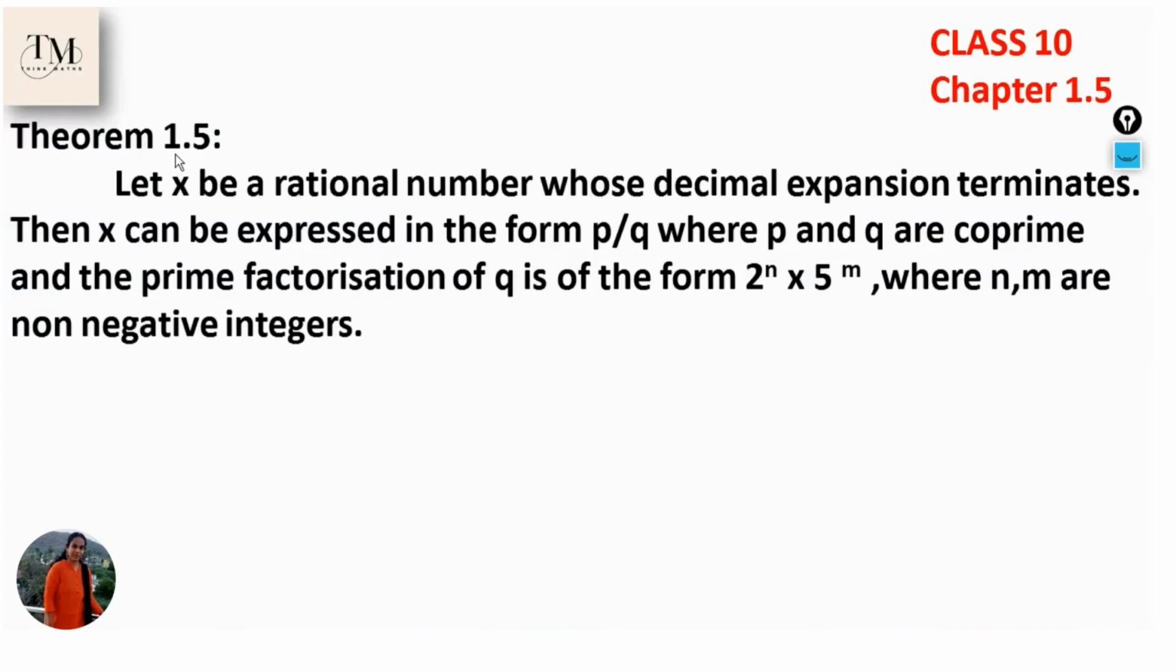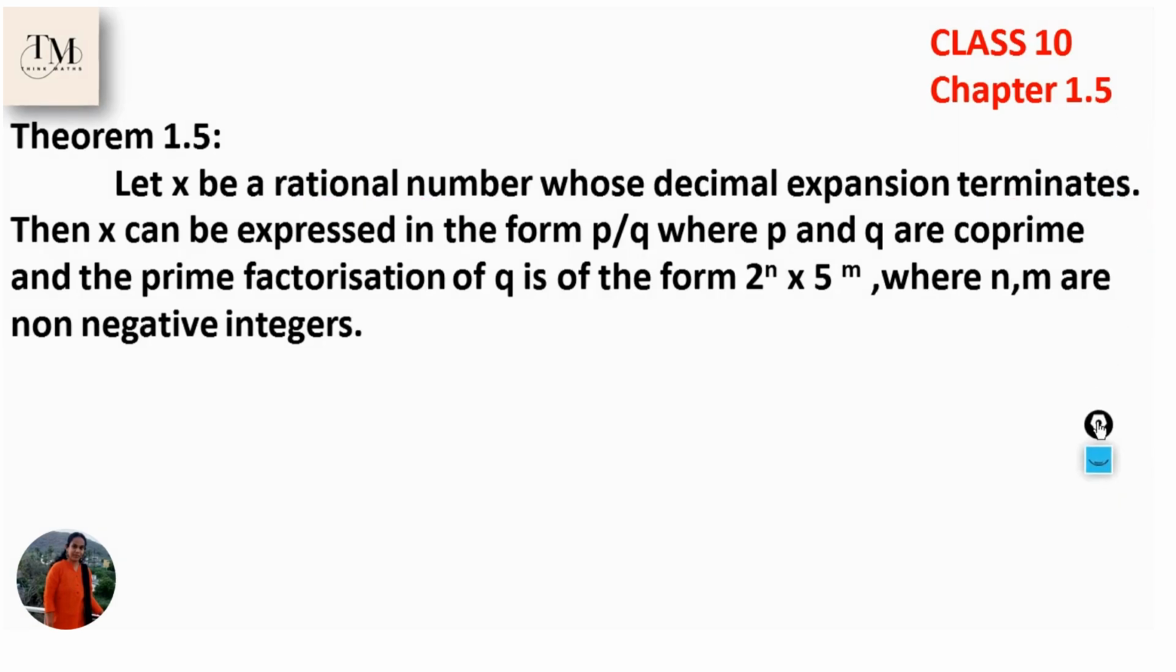Today we are going to discuss theorem 1.5, 1.6 and 1.7. So theorem 1.5: let x be a rational number whose decimal expansion terminates. Then x can be expressed in the form p by q, where p and q are co-prime and the prime factorization of q is of the form 2 power n into 5 power m, where n and m are non-negative integers. So here they gave a rational number whose decimal expansion terminates.